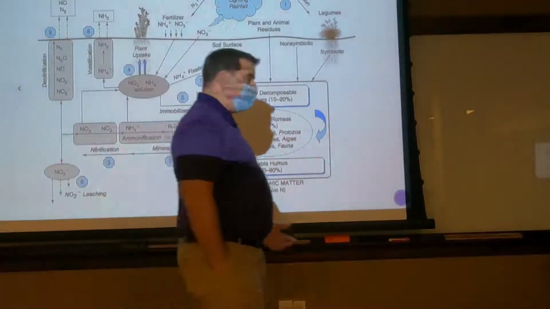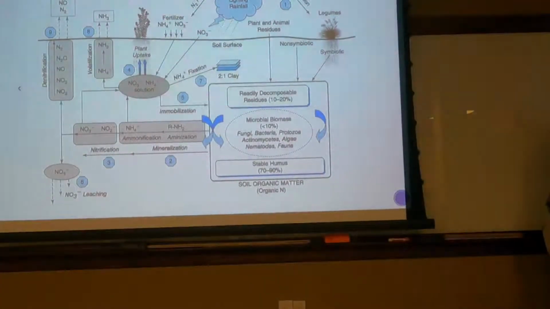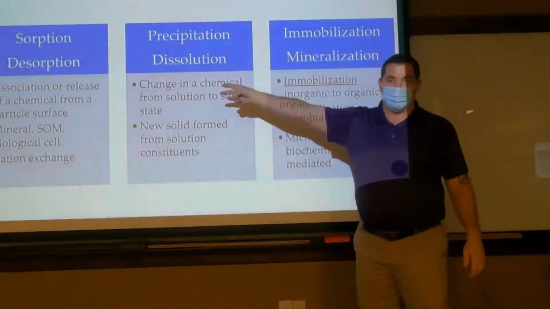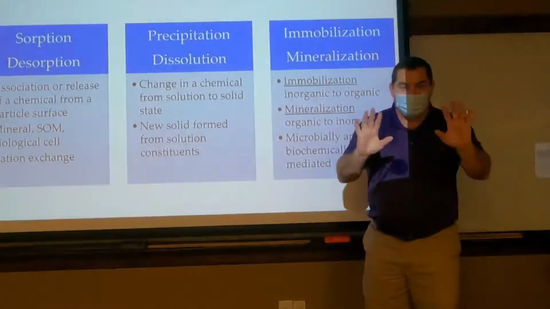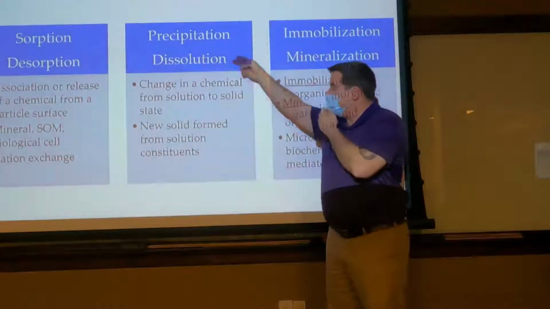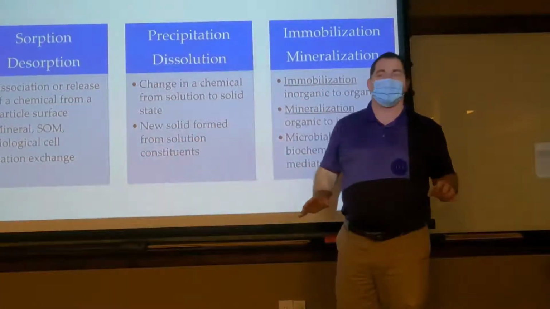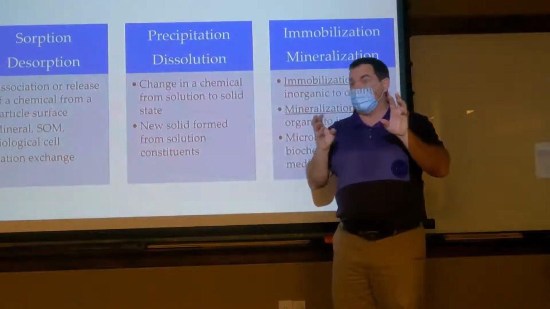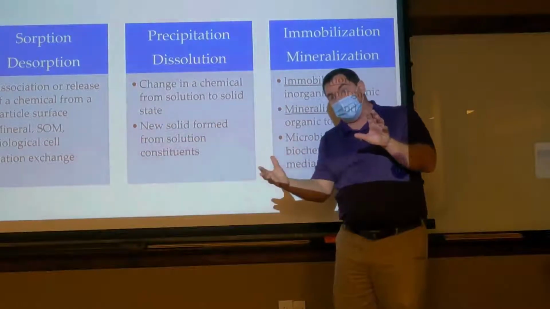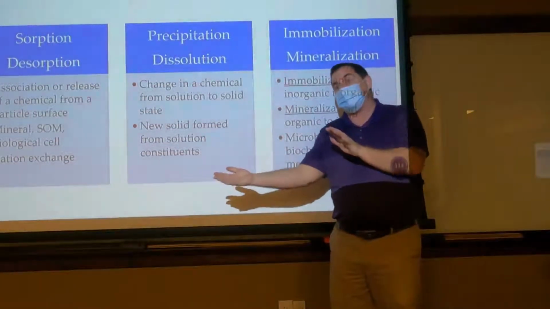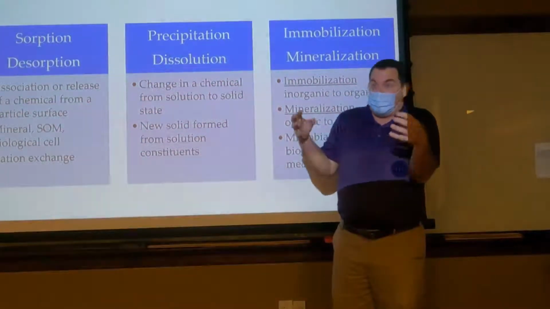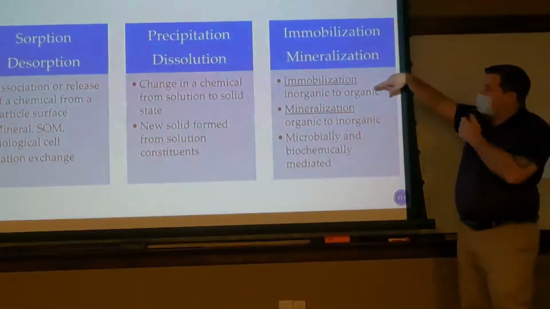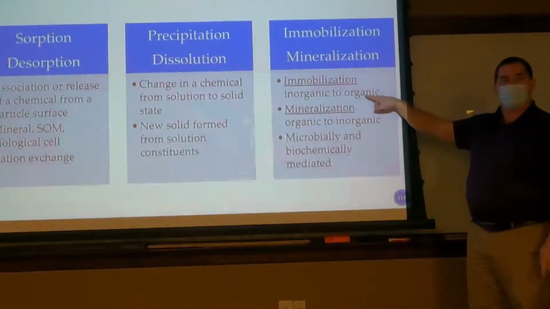So, the 6 processes that we had: adsorption, desorption, which we've spent the past couple of class periods talking about, cation exchange, precipitation and dissolution. Not so much with the nitrogen cycle, but with the phosphorus cycle. So we have these secondary minerals that will dissolve. P will then adsorb to the AEC. It might precipitate out because there's too much.